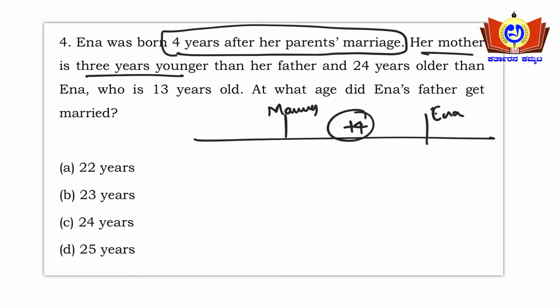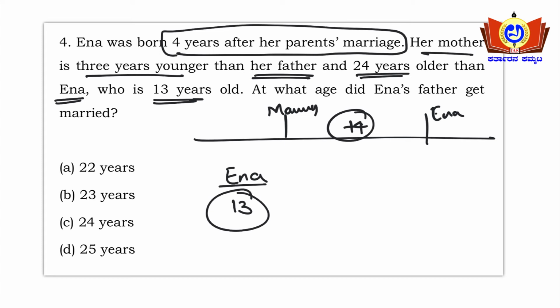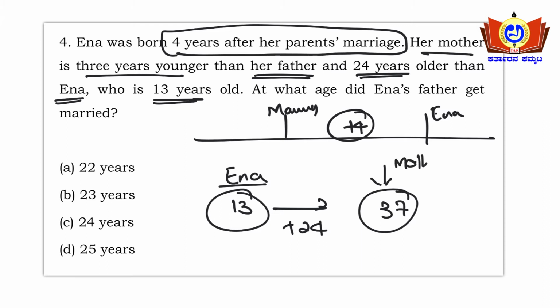Her mother is 3 years younger than her father, and 24 years older than Anna, who is 13 years old now. So Anna is actually 13 years old now, my dear friends. Present conditions, Anna's age is 13 years, and her mother is 24 years older than Anna. So plus 24 years. So 13 plus 24 will be 37 years. What is this 37 years? This will be the age of the mother.